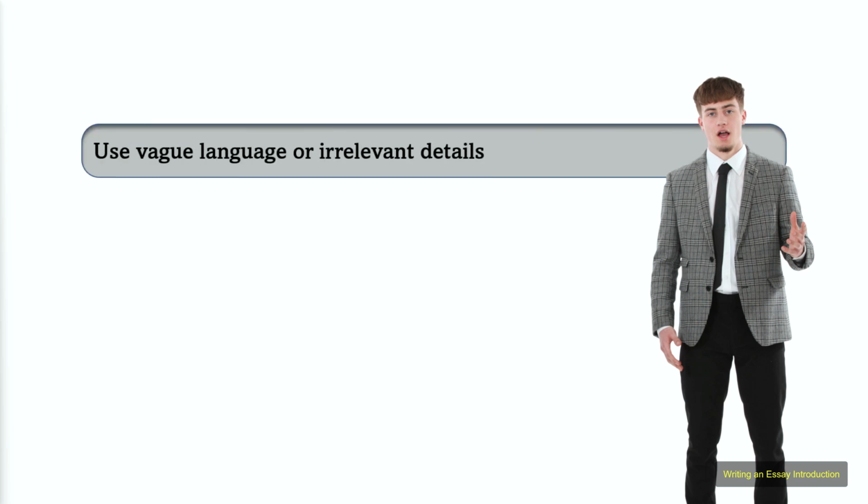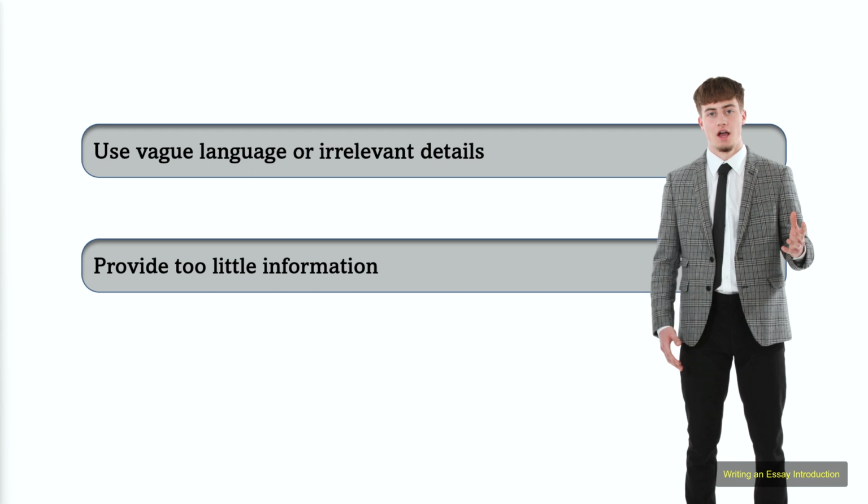Essay introductions can be weak when and if you make the following mistakes. Use vague language or irrelevant details, basically creating what some experts call a placeholder. In other words, this is done just to fill in the empty space by saying nothing. Provide too little information, thus sending the message that there will not be anything else interesting to read about in the following paragraphs and/or pages.